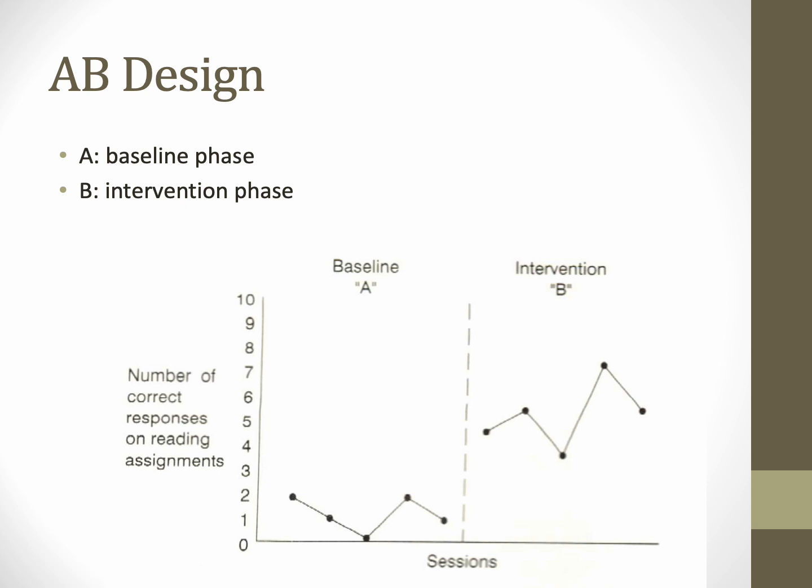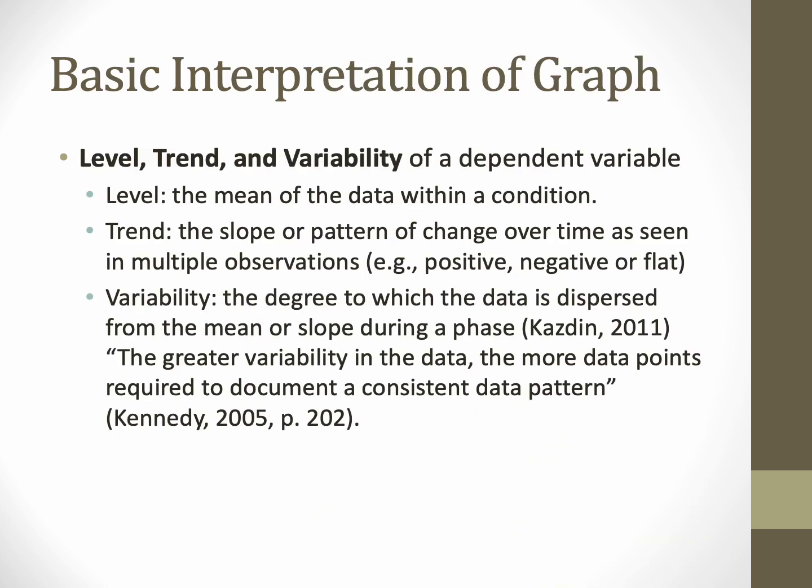So this is an example of an A-B design. As you see, there are 5 baseline sessions and 5 intervention sessions. After this researcher established a stable baseline, she moved on to intervention sessions, and the dependent variable was correct responses on a reading assignment. So you will implement your intervention in this way using A-B design, and you will record your data and you will graph your data. That will be your final project.